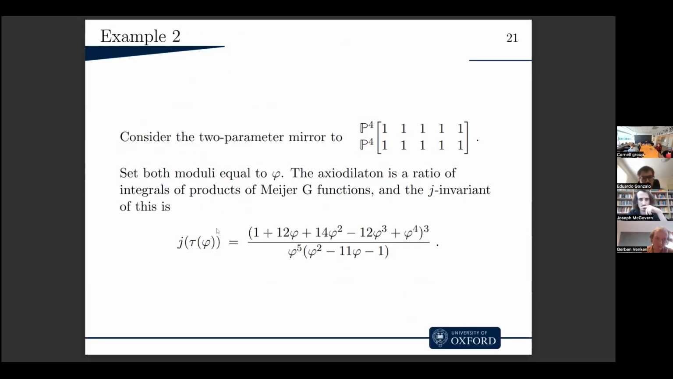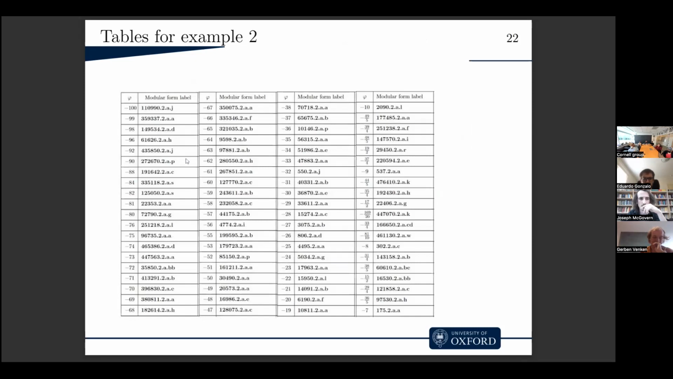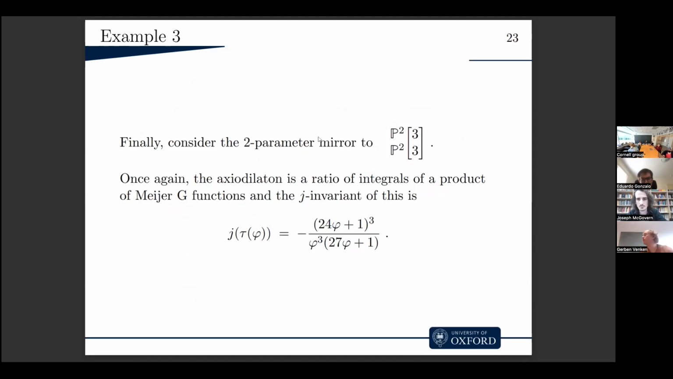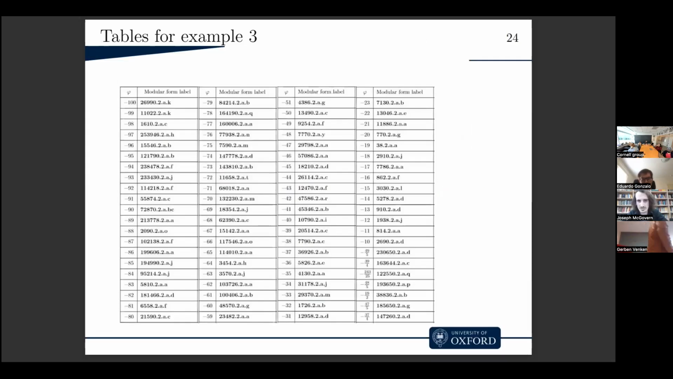There's another example. It's exactly the same story. Set the 2 parameters equal. Look at the axiodilaton profile, and you find these. So all of these are new examples that support this conjecture. And as the last example I can show you, it's just another long table. I neglected to include the second page of this. Okay.